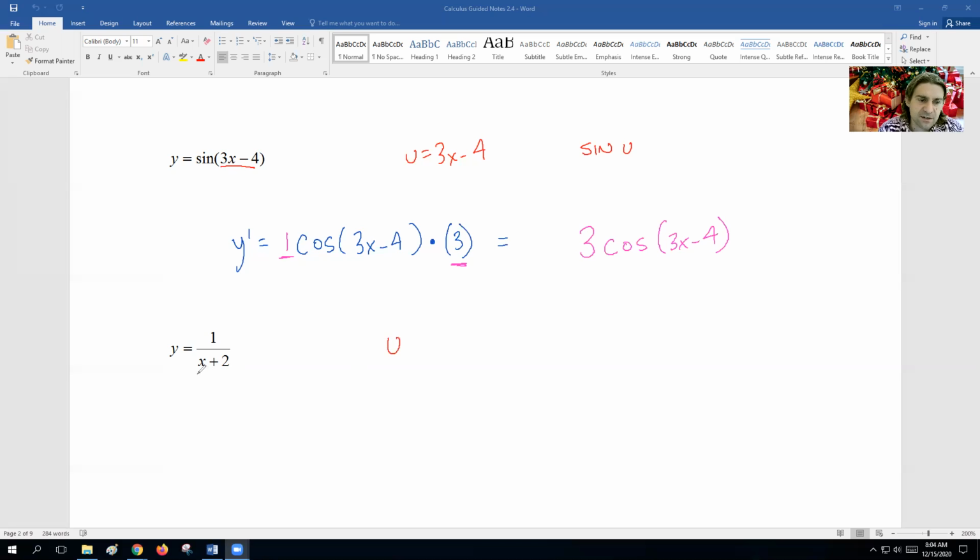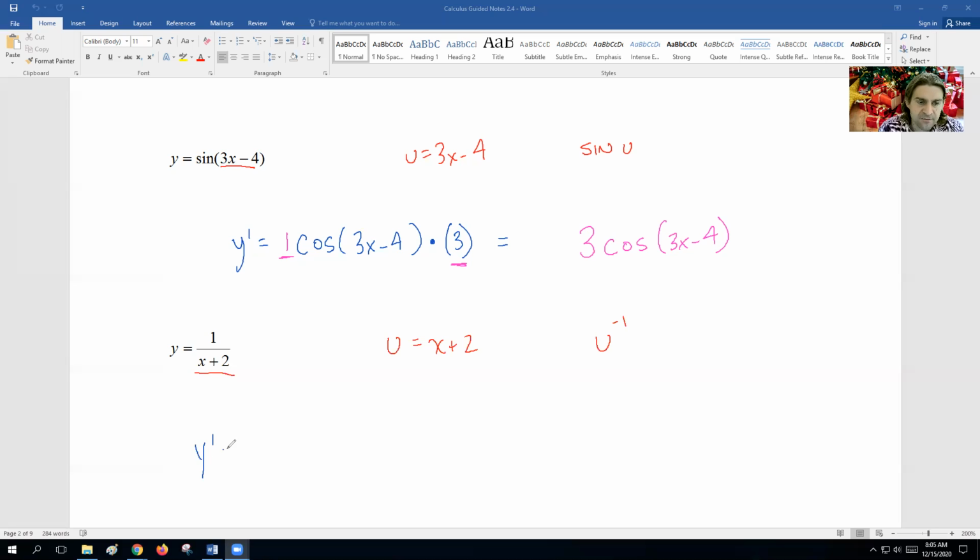What if we say that the inside function is x plus 2, and this function is really u to the negative first power, because all it is just on the bottom. So if we want to, we can go ahead and not use the quotient rule, and we can just go ahead and use the chain rule.